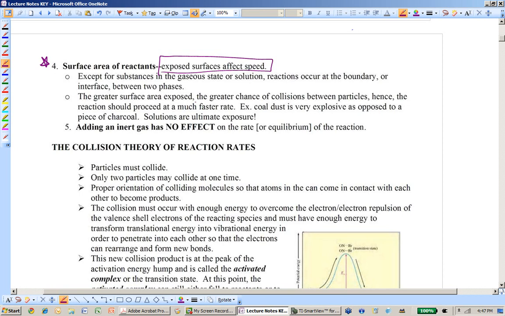So the reaction should proceed at a much faster rate. If you live in an area like Virginia, where there's a lot of coal mining, and even in parts of Texas, coal dust is very, very explosive. Dust is a bad thing down in a mine shaft, because if somebody lights a cigarette or there's a spark from a metal tool on another piece of metal or anything, it could ignite that carbon.